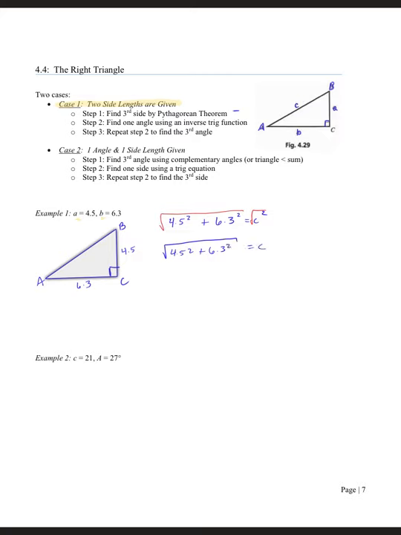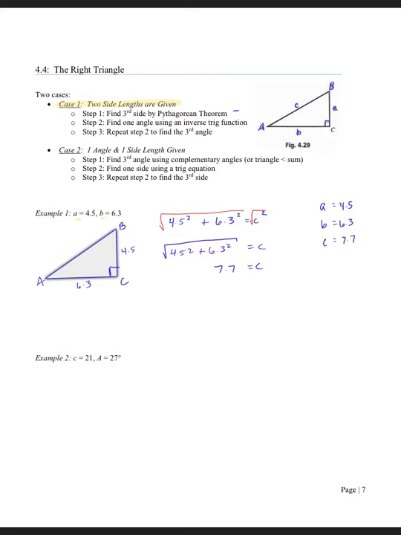And now we're just going to type that into our calculator, 4.5 squared plus 6.3 squared. And then when we press enter, we're getting 7.7. I'm going to keep 2 sig digs since the other ones had 2 sig digs, equals c. So now we know all three sides. So I know little a is 4.5, I know little b is 6.3, and now I know little c is 7.7.